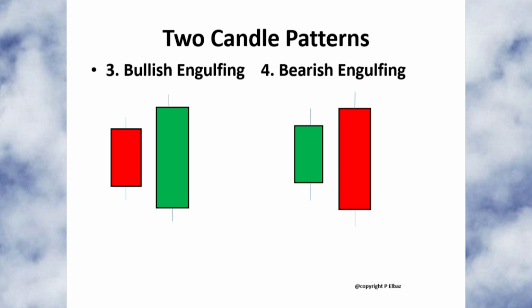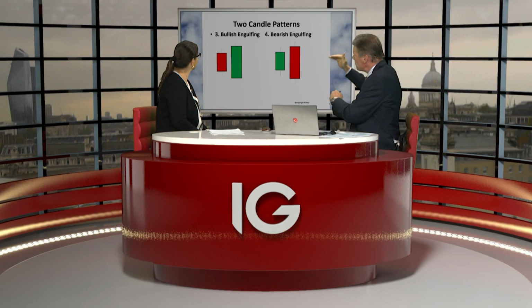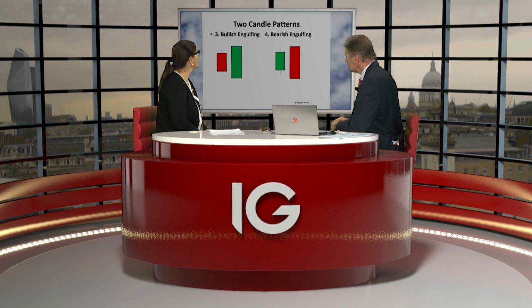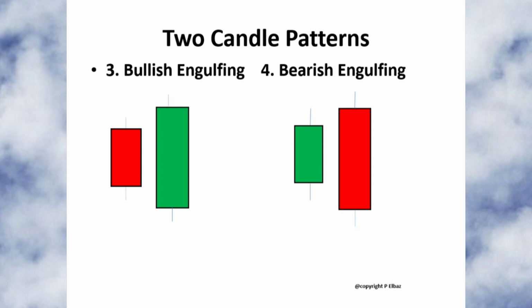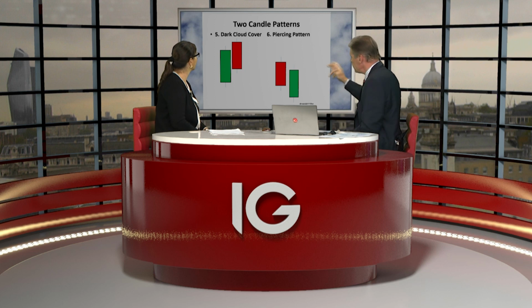Does the body of the second candle have to be outside the wicks of the previous day, or is it just a question of having the body bigger than the previous day's body? I think bigger than the previous day's body, but you also have to go through the whole highs and lows. Yeah. So you have to engulf the whole range. Right, okay, fine.